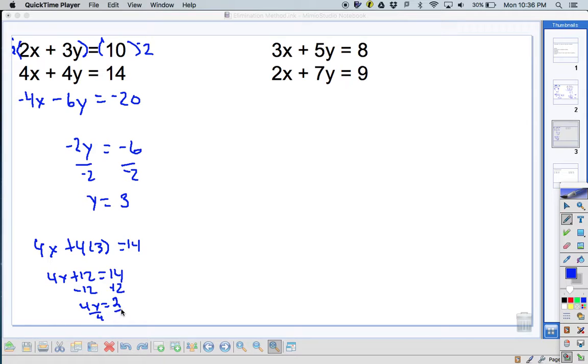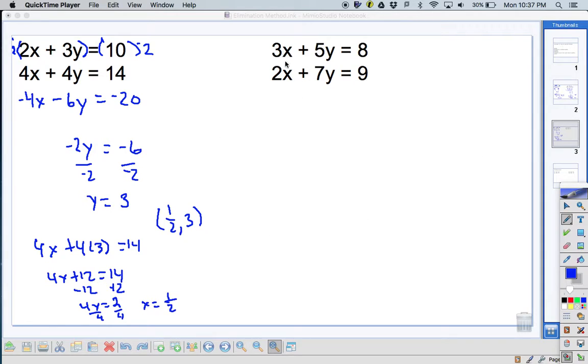Dividing both sides by 4, x ends up being 2 over 4, which is the number 1/2. So this one is (1/2, 3). If you want to have a decimal, it'd be 0.5, but either one's fine. You can leave it as a half. Okay, let's look at this one.